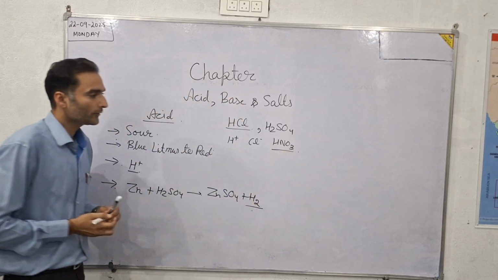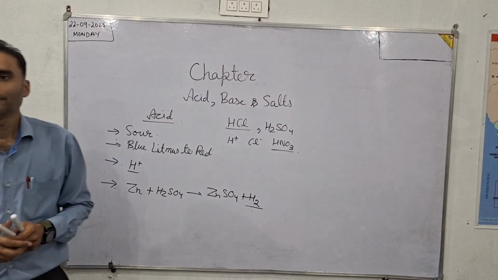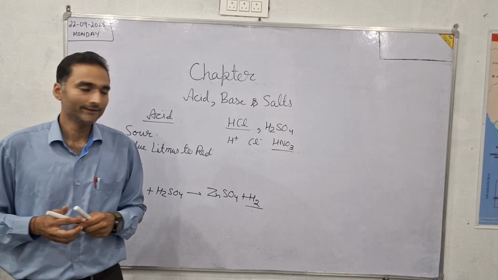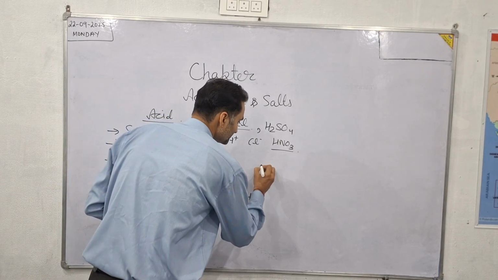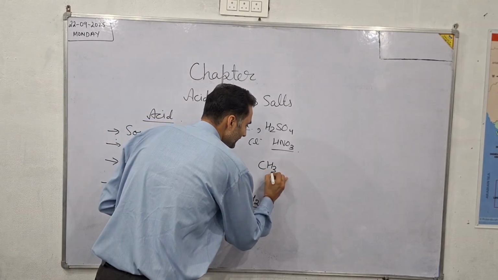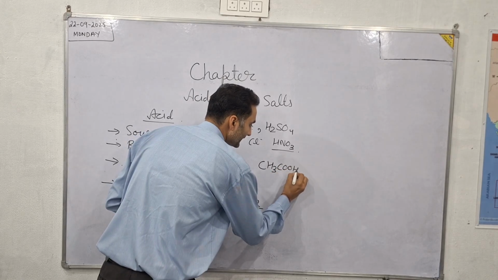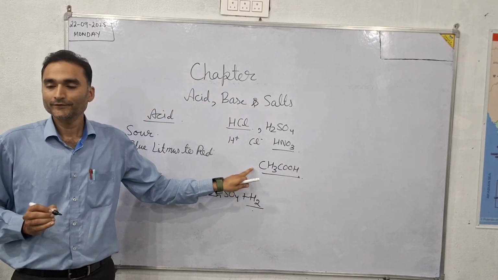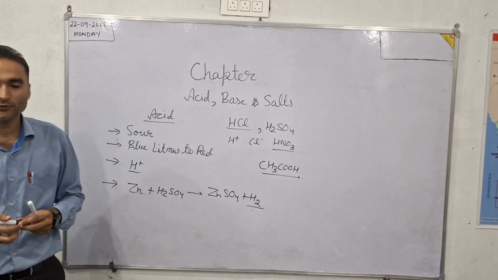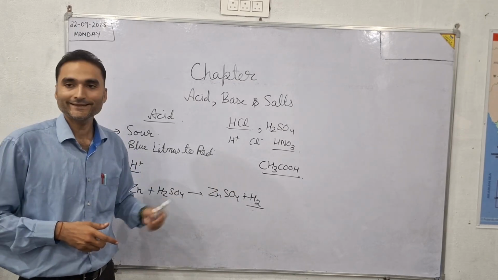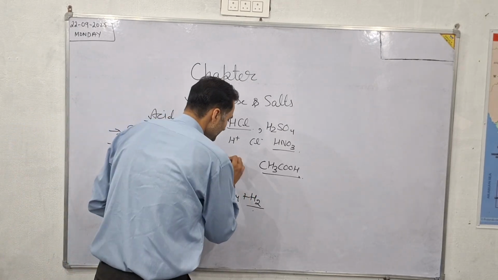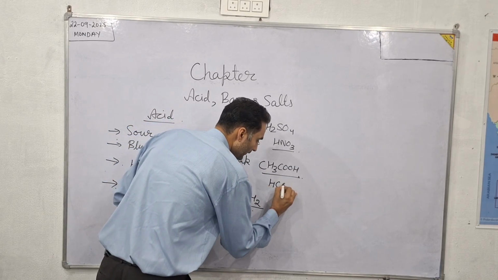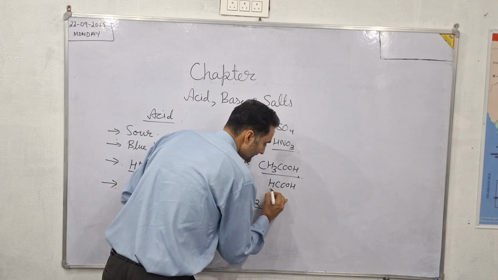Like strong acids, we have weak acids. Weak acids are the acids which partially dissociate into ions. Examples for the weak acids are CH3COOH, that is acetic acid. Do you know vinegar? Vinegar is used for making pickles in our homes. It is made from acetic acid. It's a weak acid. Another example is HCOOH, that is formic acid.